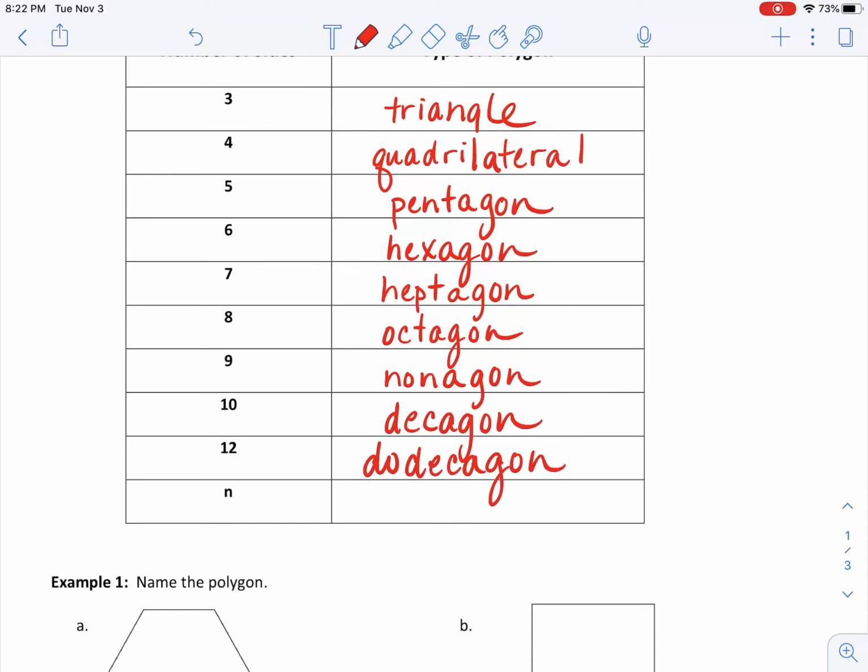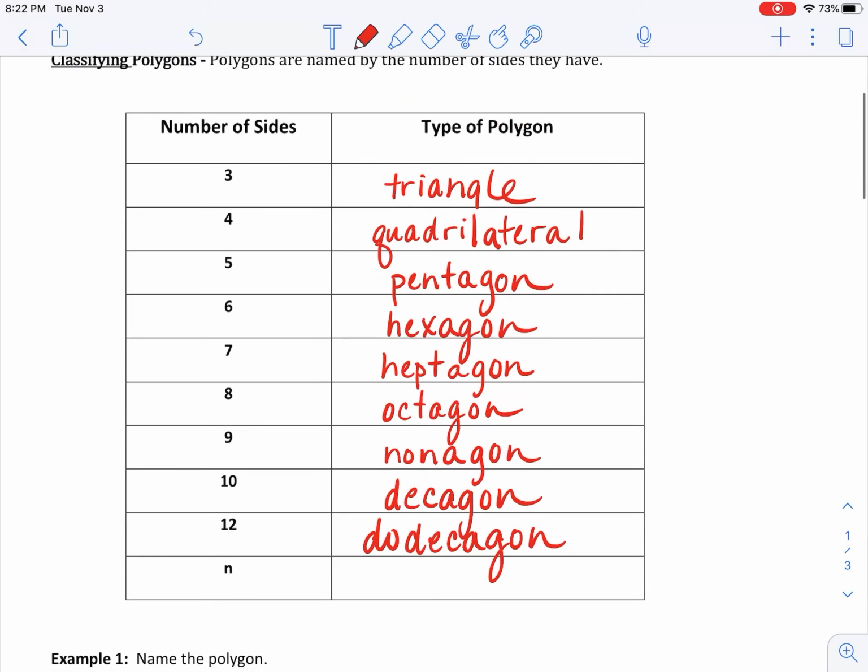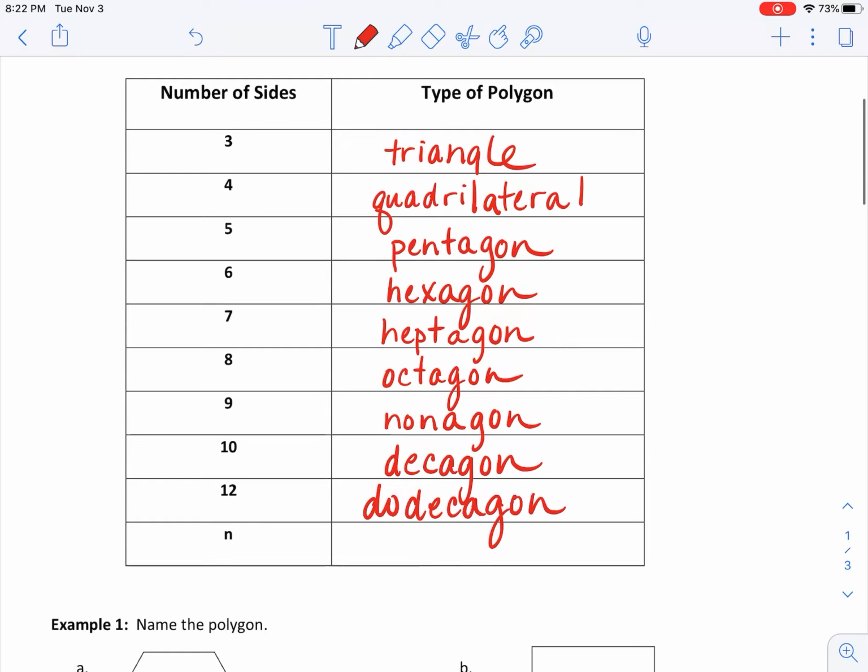Anytime I'm referring to a polygon by its name, you should know how many sides it has. So those are things you should have memorized, and a lot of them I'm hoping you already know. Most people know 3, 4, 5, and 6, and 8 and 10. So it usually only requires a little bit more memory work.